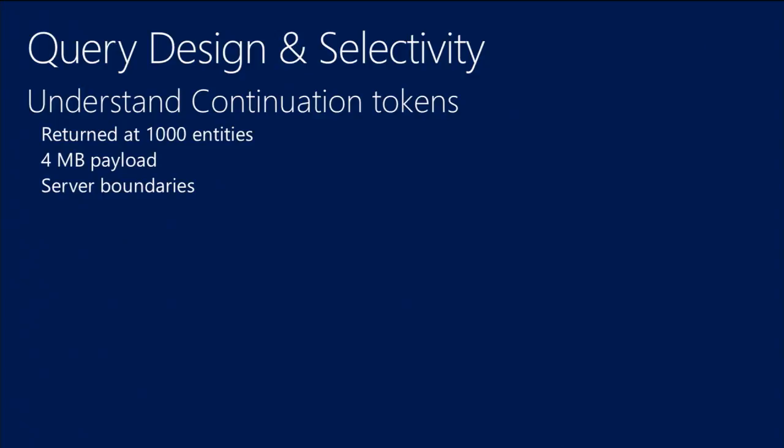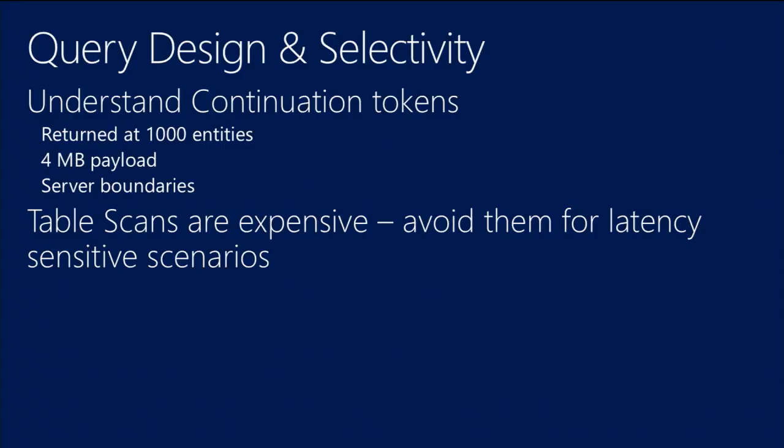So if you're selecting essentially all the data, you're going to get a lot of continuation tokens and make secondary and third requests and fourth requests, et cetera. Table scans are expensive. You want to avoid these for latency-sensitive scenarios. If you have a very small amount of data in a table, that's fine. But if I query, for example, on a non-indexed column, it means the server has to check every piece of data on every single partition across the servers that are possibly serving your data. So as your data gets bigger, these queries get slower.